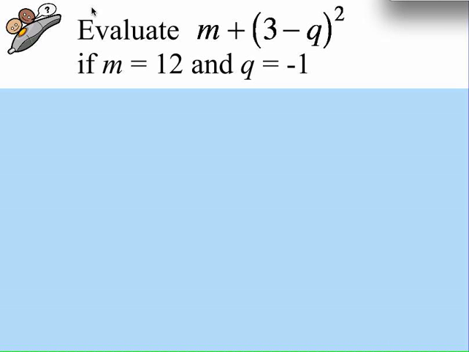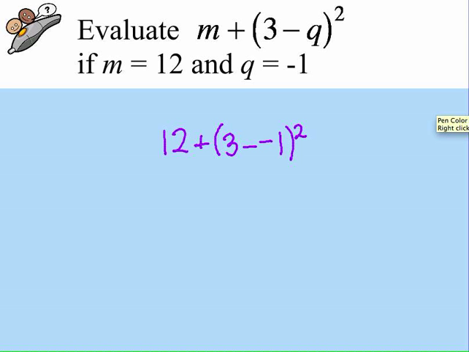Let's look at where we got 28. Here I have to plug in 12 for m. So I get 12 plus 3 minus -1 quantity squared. Order of operations, I've got to do parentheses. Remember, subtraction means to add the opposite. So really, this gives me 4 squared. Do the exponents next. I get 16. Add it to 12, and you get your answer of 28. Questions?